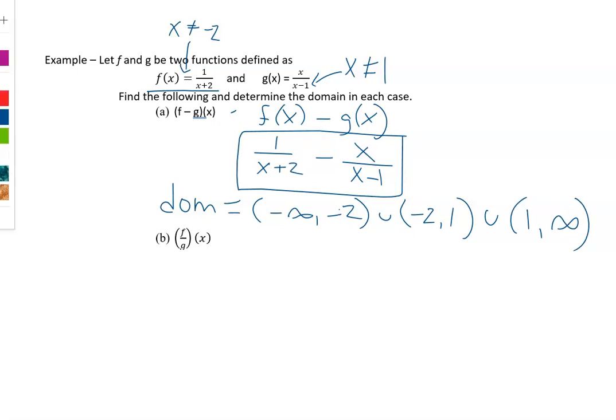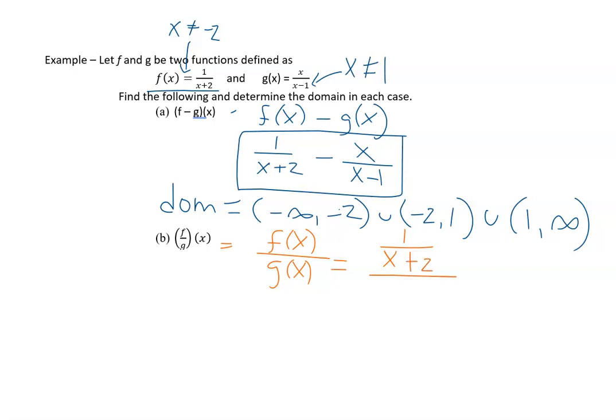Now let's look at f divided by g of x. Remember, by definition, f divided by g of x is simply f of x divided by g of x. So f of x is 1 over x plus 2, divided by g of x, which is x over x minus 1. And you might look at this and go, oh, whoa, that's crazy.